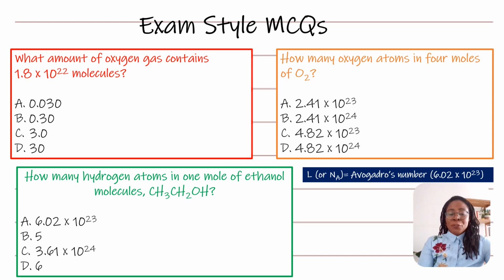So your turn to try a few questions for yourself. They get progressively more challenging. So the red is the most simple, the amber slightly more challenging, and then the green is the most challenging. You might want to pause the video now and then press play when you are ready for the answers.